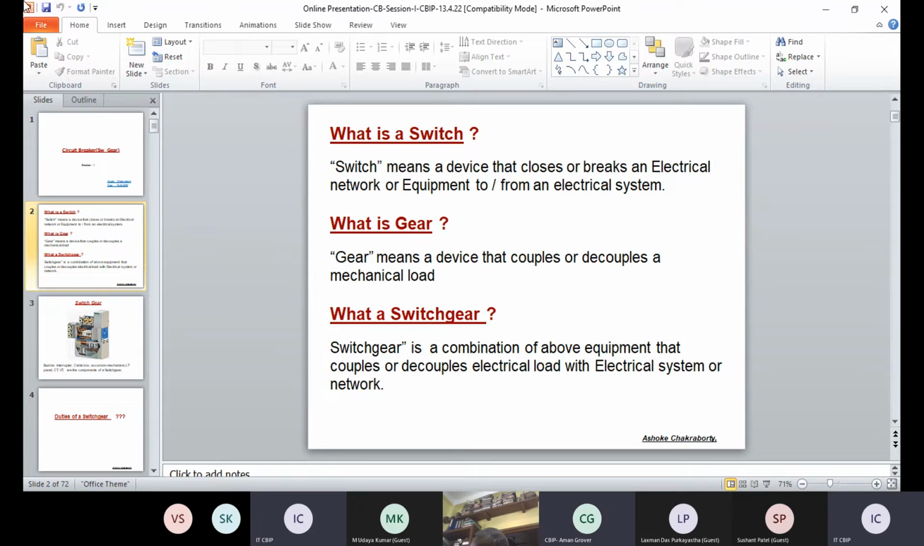Sir, due to frequent tripping, the insulation of the wire gets damaged, and that's why arcing takes place. No. Anybody? Any other answers?